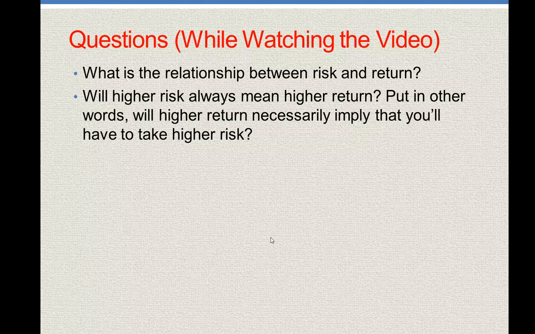And the second question is, I want you to think deeper than the first question, because most people might answer the first question by saying that high risk, high return. And generally speaking, that's true. But I want you to think a little bit deeper than that while you watch the video. So will higher risk always imply higher return? And putting in other words, will higher return necessarily imply that you have to take higher risk? So keep these questions in your mind when you watch the video, and you can pause my lecturing now, and once you are done with watching the video, you can resume the recording.